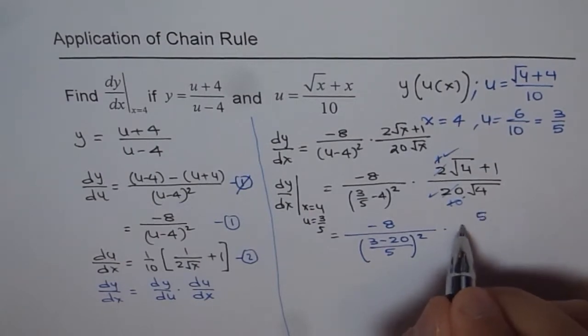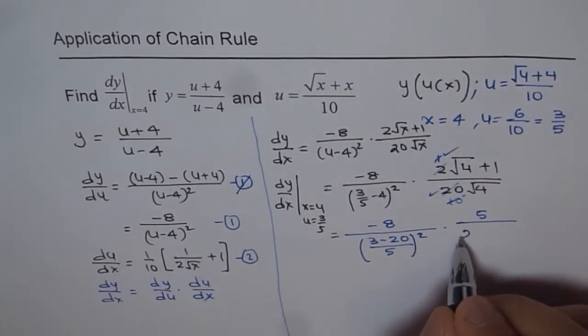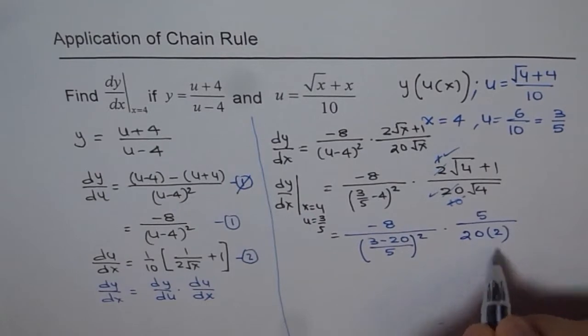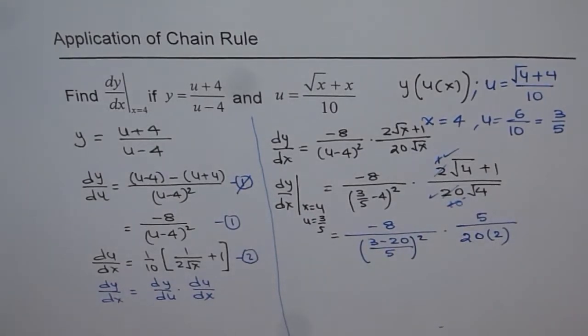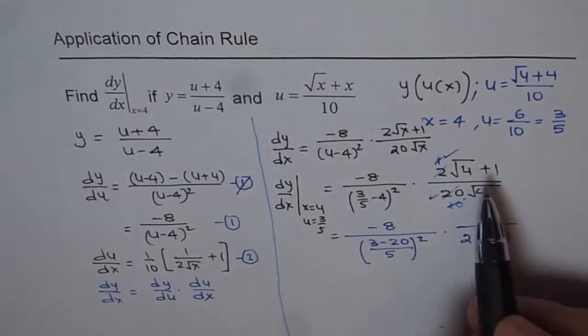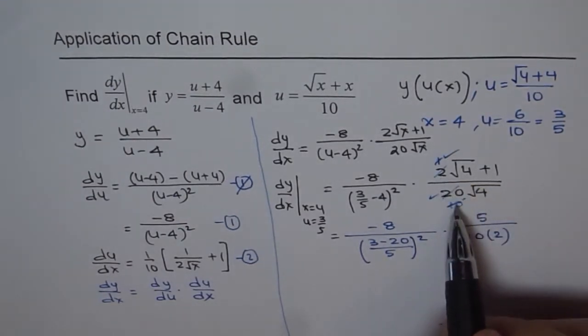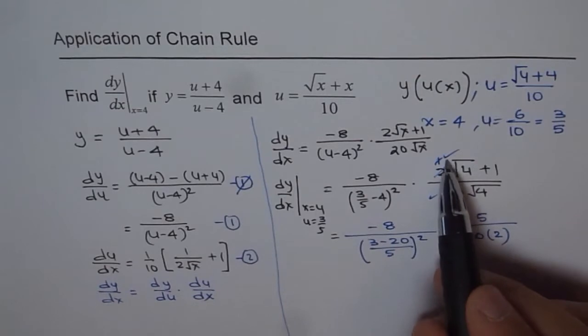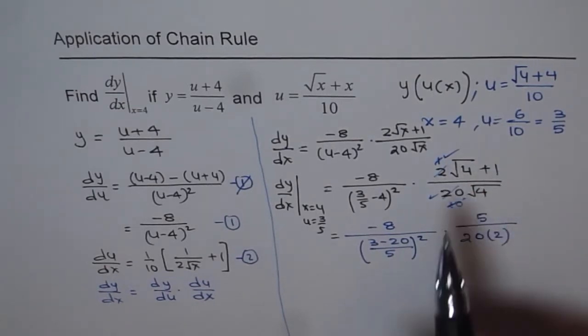So we get 5 in the numerator, and in the denominator we have 20 times 2. Correct? So that is how it should be. Sorry for that rush. Now, so it is clear we have not cancelled. We cannot cancel it. It is not a common factor. I didn't see that properly.